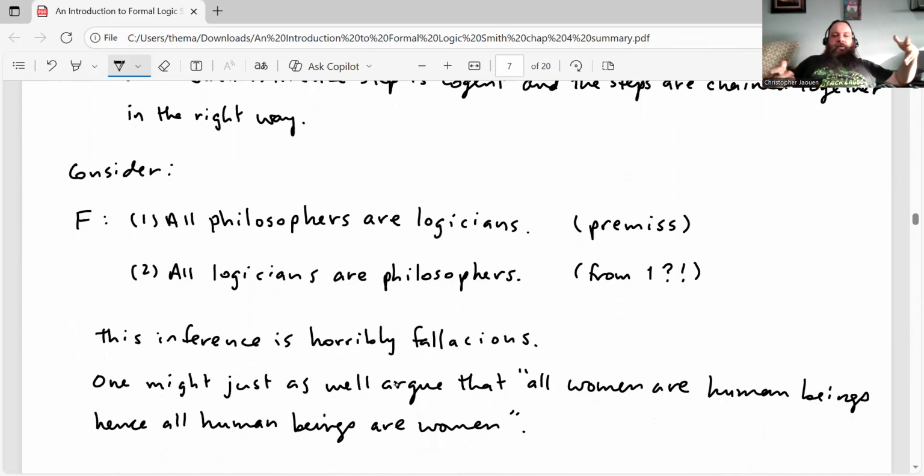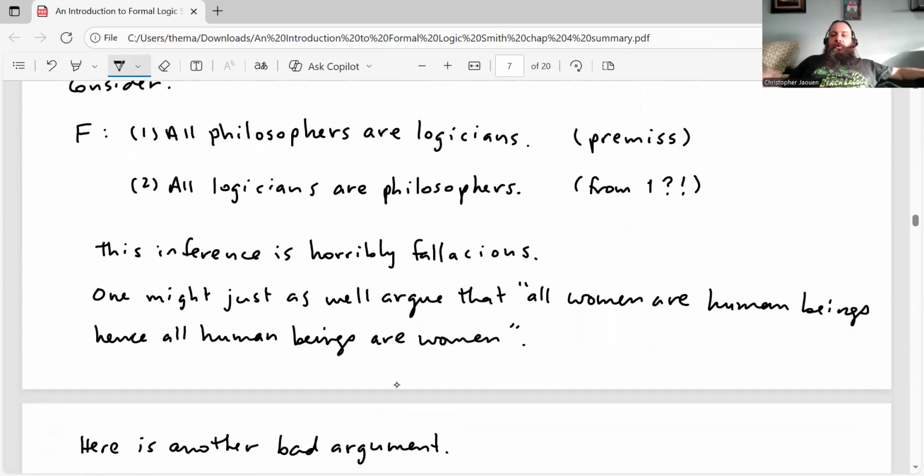This is obviously a fallacious inference pattern because you can argue for nonsense with it. So in other words, one might just as well argue that all women are human beings, hence all human beings are women.